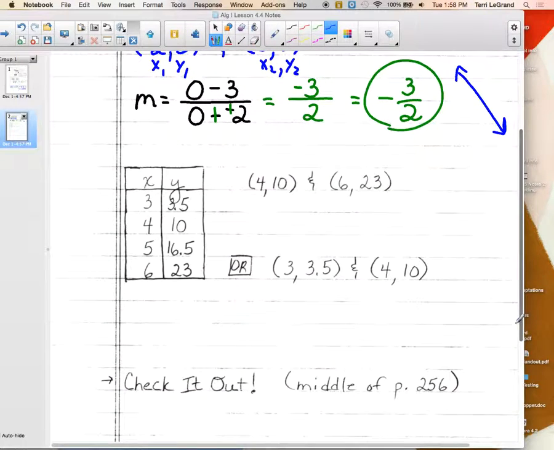Okay, so in our next table that we're supposed to find the slope for this linear relationship, as we're looking at those, I've picked a couple of different options here. We could, remember, you can use any 2 points. So we really have several options here.